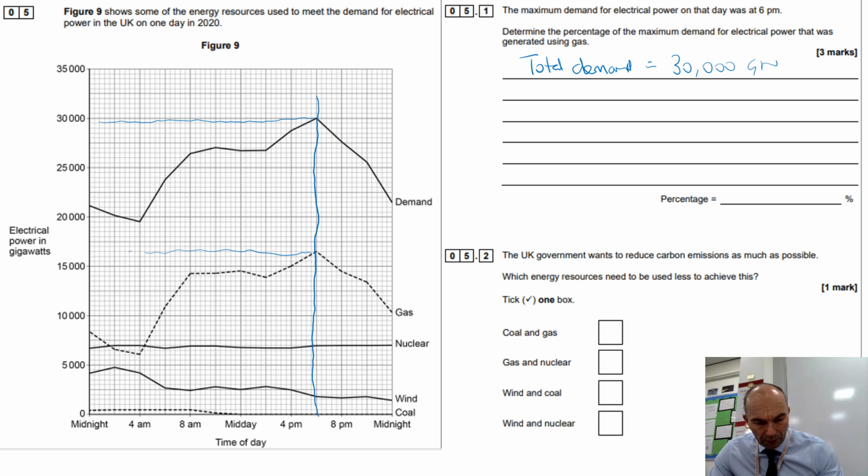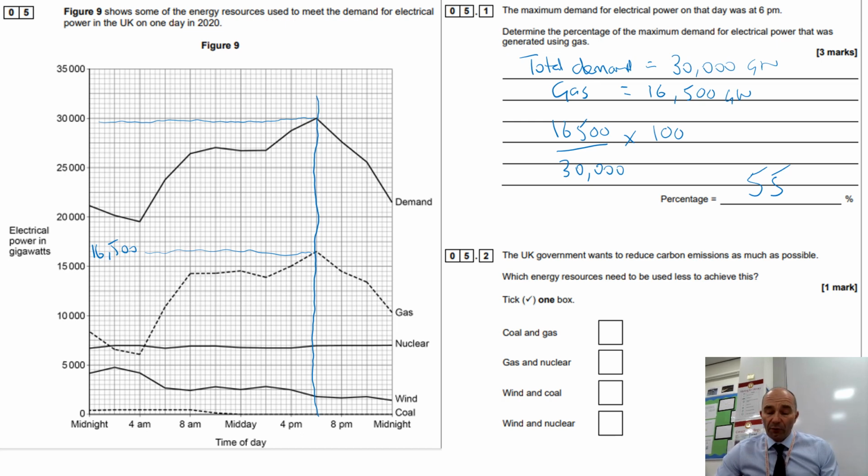The other bit of data you need to know about is how much gas was produced at 6 p.m. So again, draw your line across, and that should come out as being 16,500. So gas equals 16,500 gigawatts. We now need to determine the percentage of the demand that came from gas, or was met by gas. So we then do 16,500 divided by 30,000. Of course, we're turning this into a percentage, so we need to multiply by 100. There's your second mark. You then put those numbers into your calculator, and you get an answer of 55%. 3 nice easy marks to start with, hopefully.